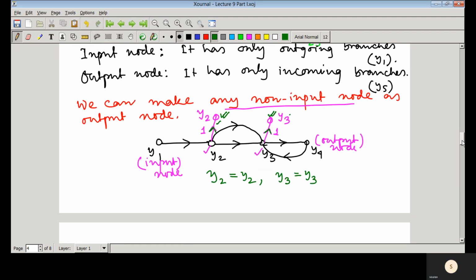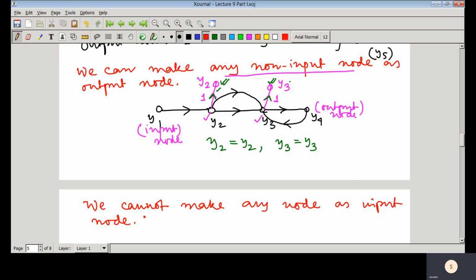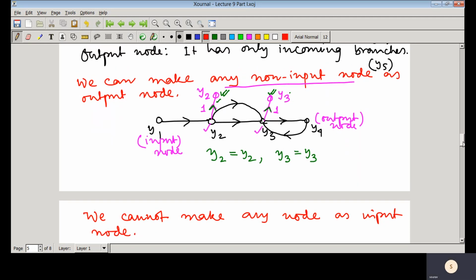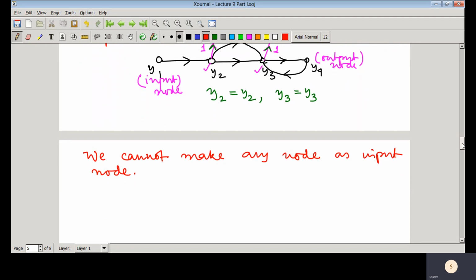Now what happens in the case of an input node? Another statement, which is very important, is that we cannot make any node an input node. This is very interesting and important in signal flow graphs. Here we have seen that any non-input node can be made an output node, but we will see that we cannot do the same thing in the case of an input node.